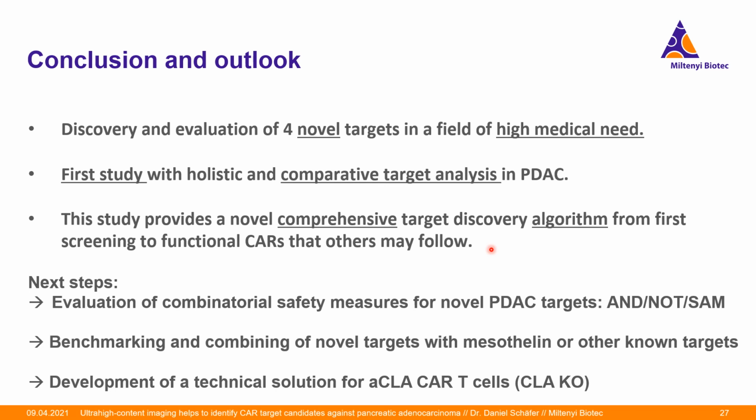Next steps would be to evaluate combinatorial safety measures for the novel targets. As I mentioned before, maybe one could make use of so-called AND CAR strategies or NOT CAR strategies, or adapter CAR system. It would also be interesting to benchmark or combine the novel targets with already known targets like mesothelin, which is currently the target with the highest interest in the field. And last but not least, the development of a technical solution to overcome a CLA CAR T cell problem, for example a CLA knockout, would be feasible to generate CARs for this target.